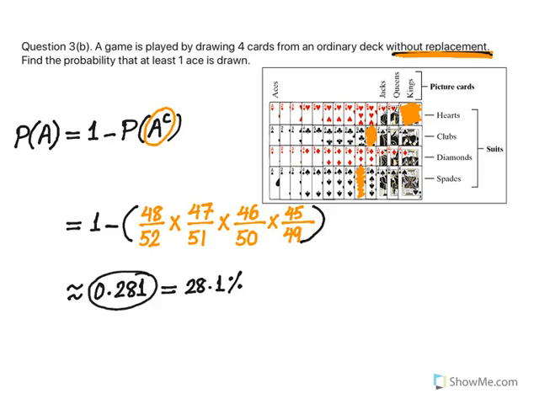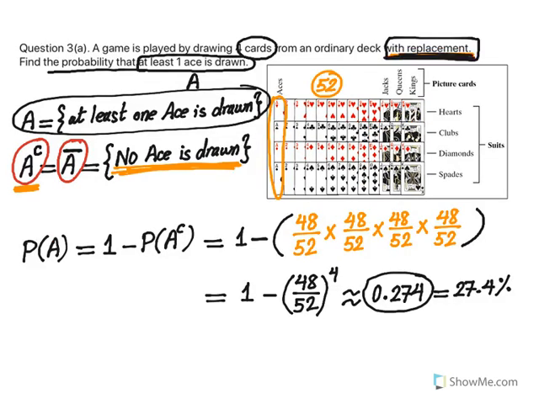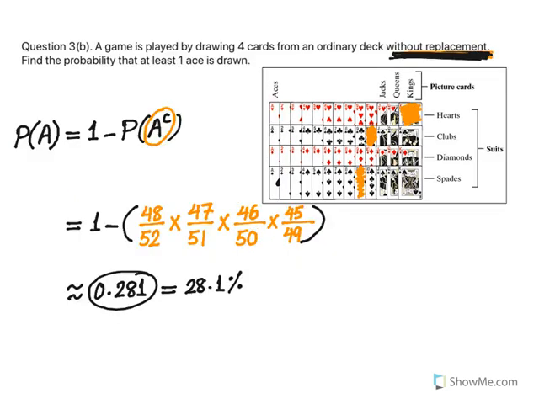Please make sure that you understand the difference between without replacement, meaning that you do not return the card back, and with replacement, meaning that when you take a card, you return it back, and so the number of cards in the deck doesn't change. But in this case, the number of cards is changing from 52 to 51 to 50 to 49 because once we take a card, we are not returning it back.